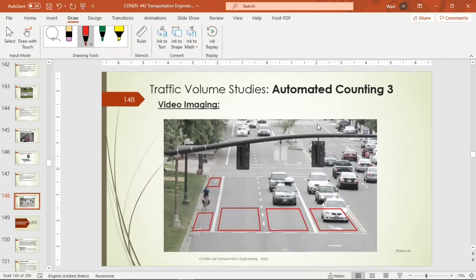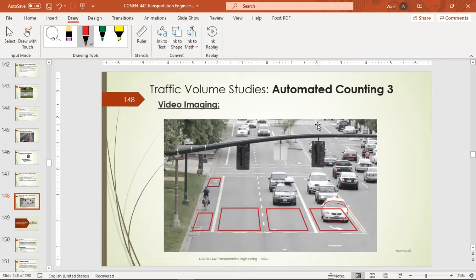And these loops, once there is a change in the image, for example, here the loop is clear. There is no change because that's a pavement. But when there is a change like what we see here, it detects that there is a car. It's actually more than this, but that's a very simple explanation for how it works. Any questions so far?